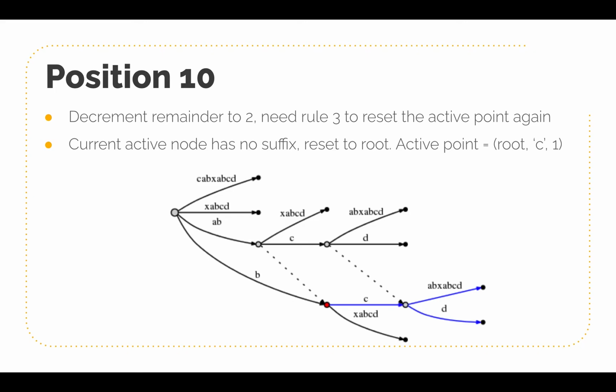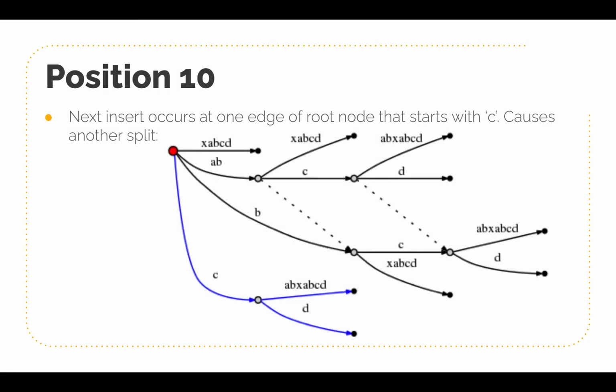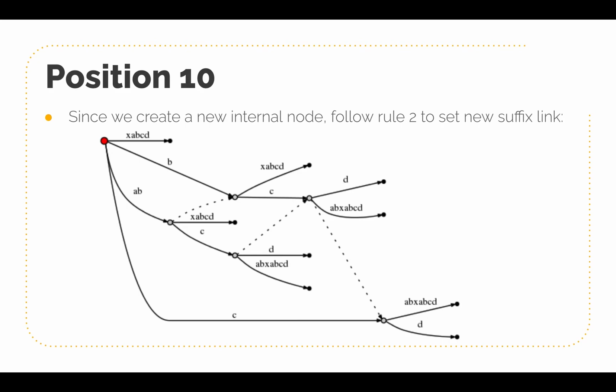The active point is now root, C, 1. Hence, the next insert occurs at the one outgoing edge of the root node whose label starts with C, which is CABXABCD, behind the first character, in other words behind C. This causes yet another split, as shown in blue here. And since this involves the creation of a new internal node, we follow Rule 2 and set the suffix link from the previously created internal node.